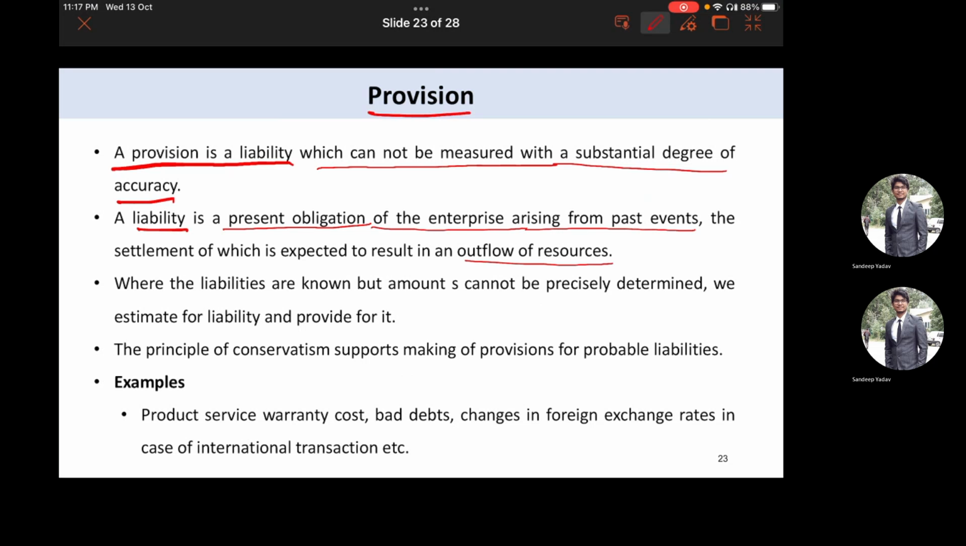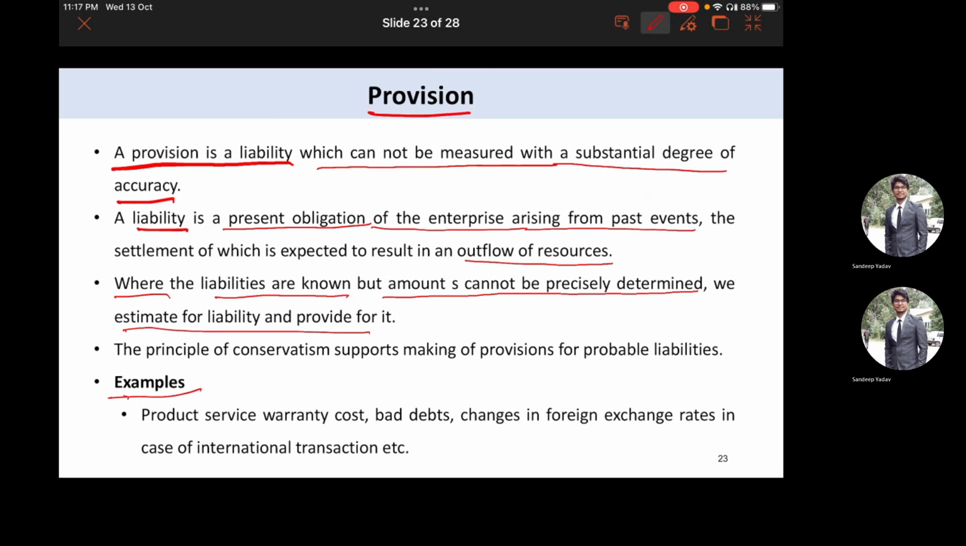Here, where the liabilities are known but the amount cannot be precisely determined, we estimate the liability and provide for it. The principle of conservatism supports the making of provisions for probable liabilities.